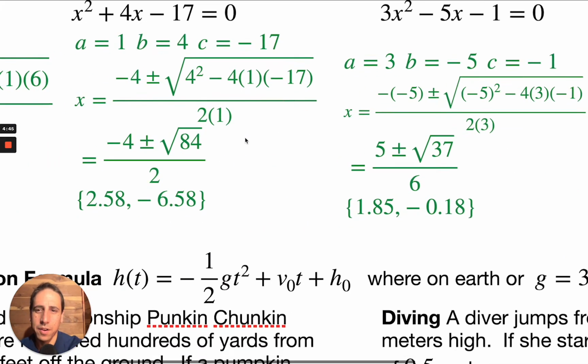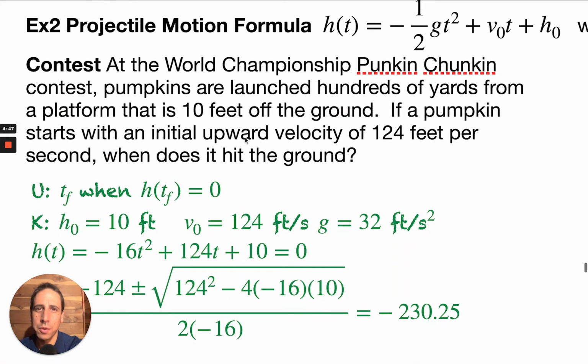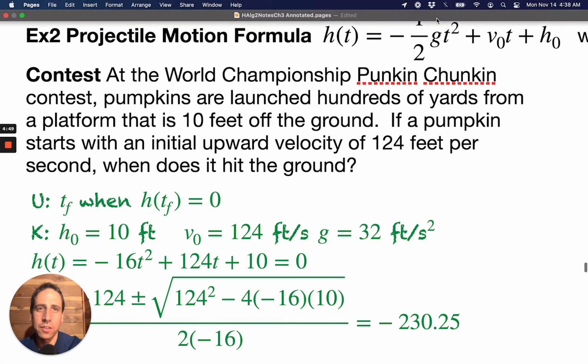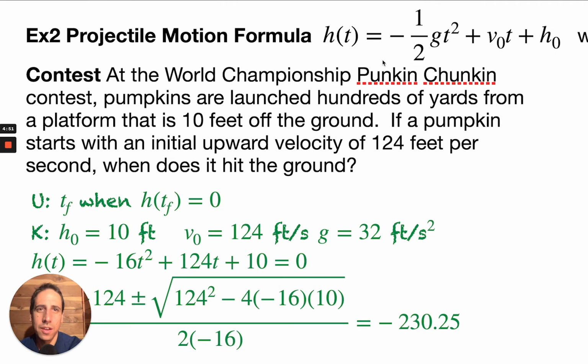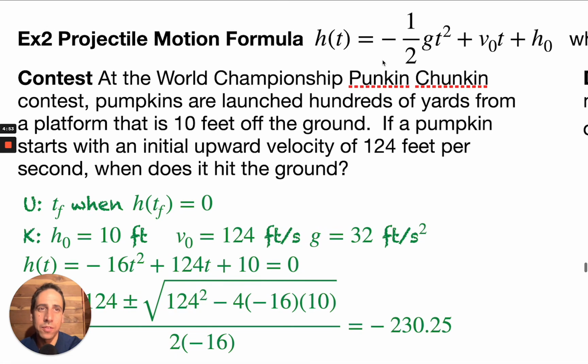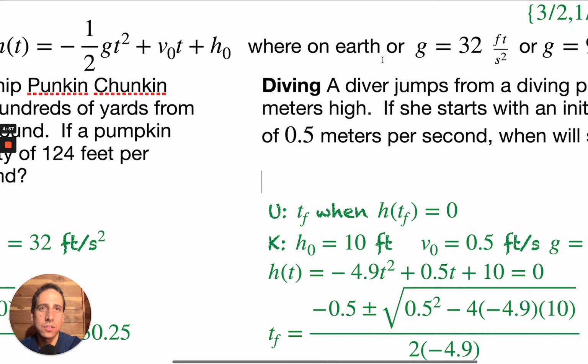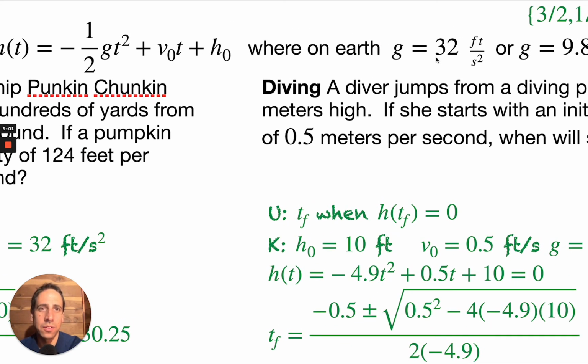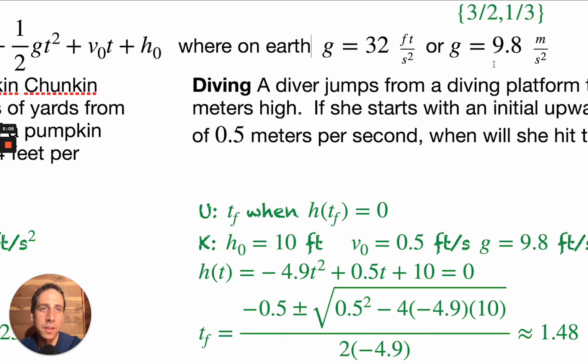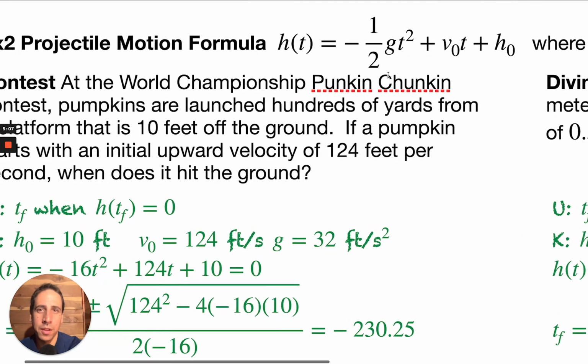All right, let's go. Projectile motion formula, h of t is equal to negative 1/2 g t squared plus v0 t plus h0. Where on Earth, g is equal to 32 feet per second squared, or g could equal 9.8 meters per second squared, depending on what units you're using.